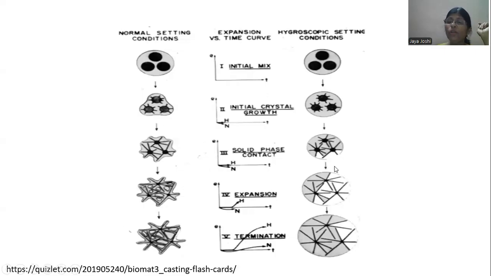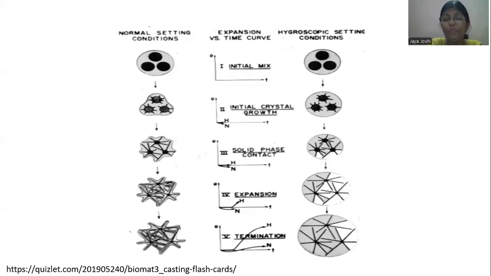In case of hygroscopic setting expansion, the crystals are growing and you're replacing the water. You're placing it in the presence of water. So the crystals will take more water and they will grow more and more. As the growth is more, after interception, the crystals push apart and the setting expansion will be more as compared to normal setting expansion. So always keep in mind that hygroscopic setting expansion is almost double in magnitude than that of the normal setting expansion.